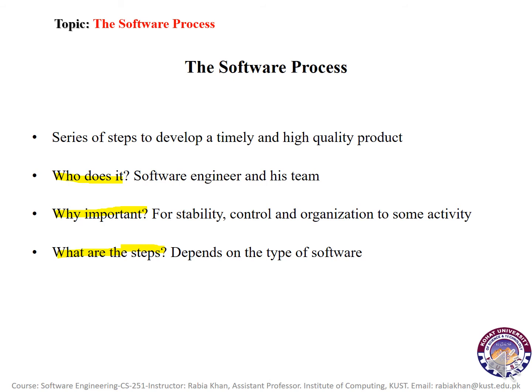So how do we define a software process? A software process is the collection or series of steps that makes a framework for the different steps to develop a good quality product well in time. So a software process is an umbrella or framework of different activities to develop a software product of high quality, delivered in time.